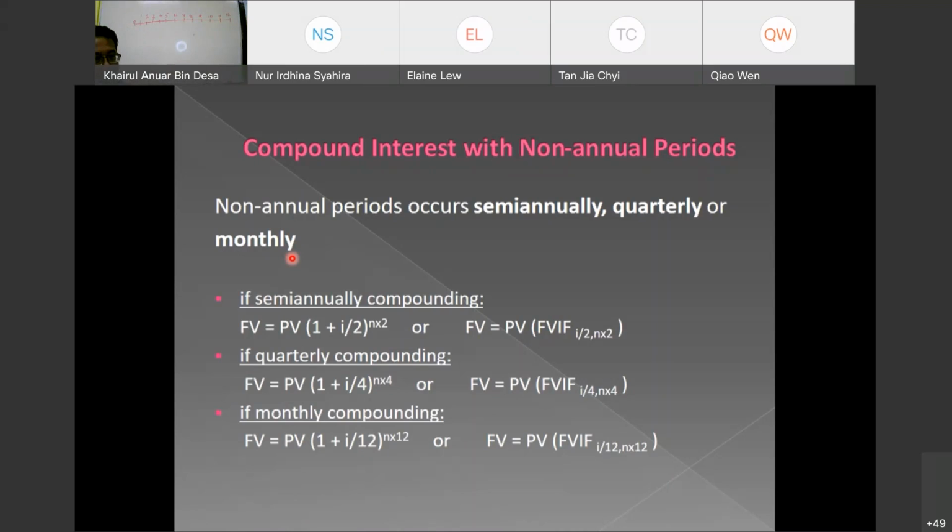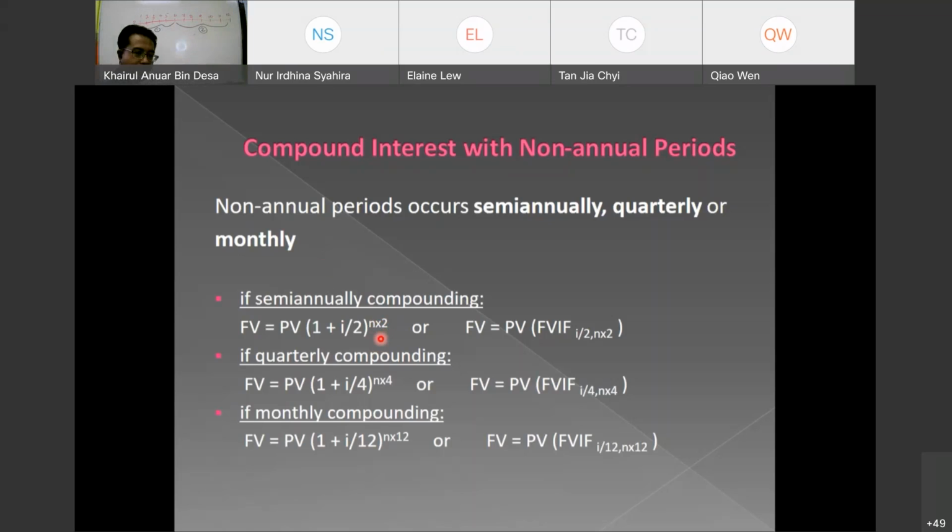What is semi-annual? Semi-annual is 2 times in a year. Semi bermaksud separuh tahun, separuh tahun bermaksud 2 kali dalam setahun. The factor here will happen 2 times in a year, meaning every 6 months. This is number 1, this is number 2, every 6 months, meaning 2 times in a year.